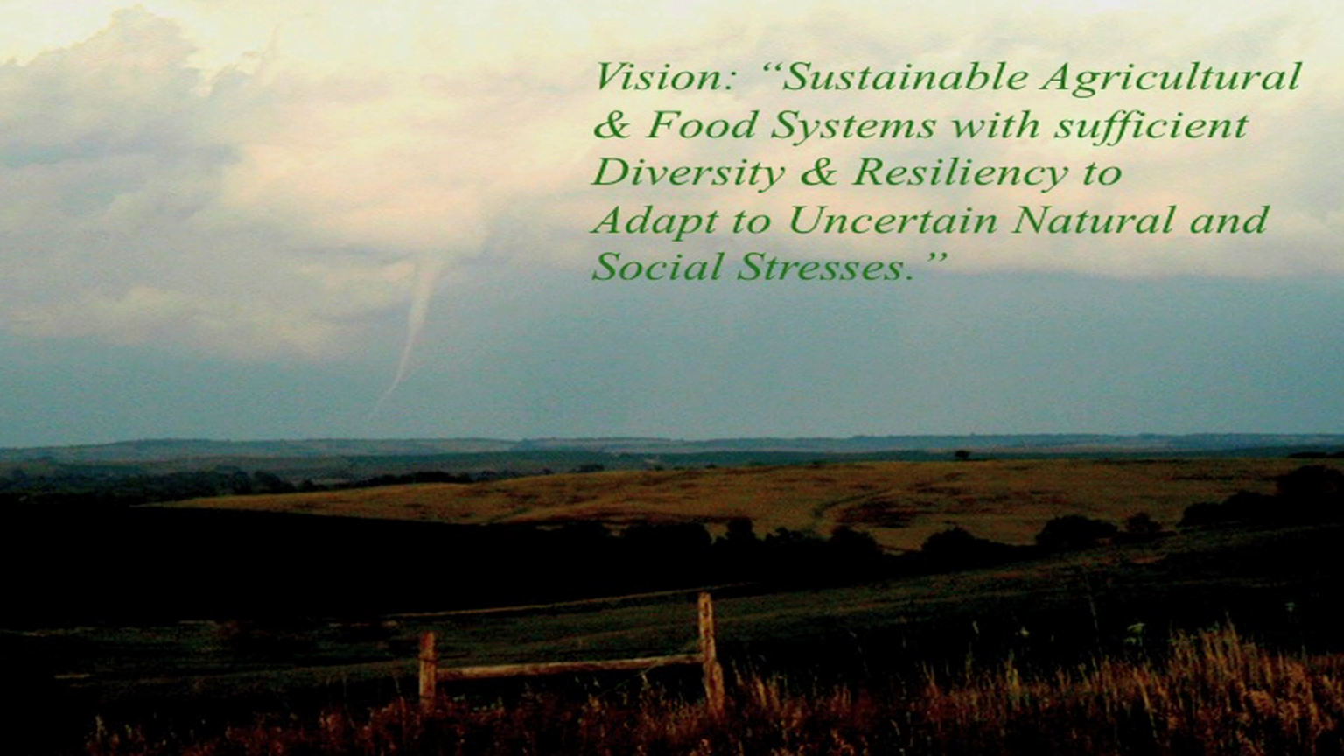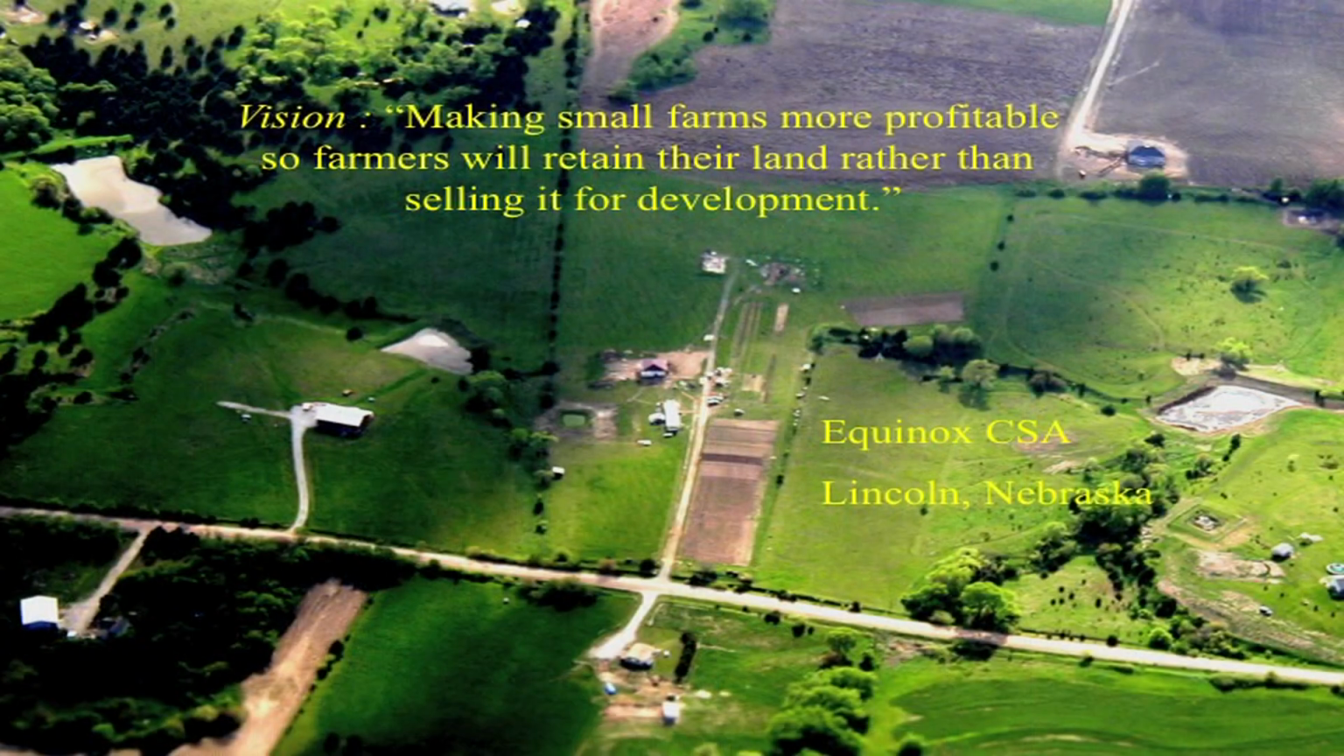I forget this guy's name. He's from Oregon State. His vision is a sustainable agriculture and food system with sufficient diversity and resiliency to adapt to uncertain natural and social stresses. Our agriculture has to be able to meet the changes in weather and the changes in political climate that we run into. Small farms are more profitable.